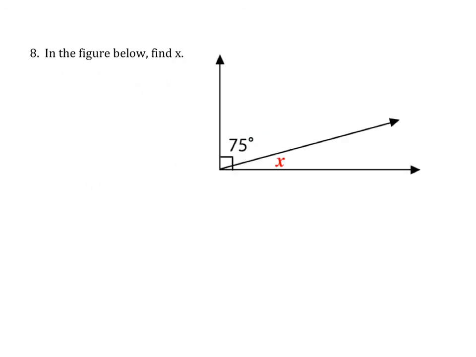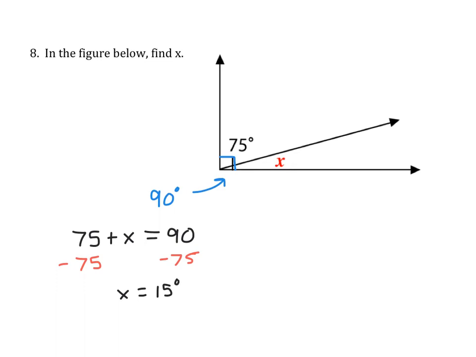All right, here, it says in the figure below, find x. So for this, really all you need to know is what this nice little box means. So just remember, whenever you see this box around an angle, it means that that angle is 90 degrees. Well, I see that that 90-degree angle is split up into two parts. So we can say 75 plus x, small part plus small part equals big part, which is 90. And then we can just subtract 75 from both sides, and we get x equals 15 degrees. Sounds pretty straightforward as long as you know what that box symbolizes.